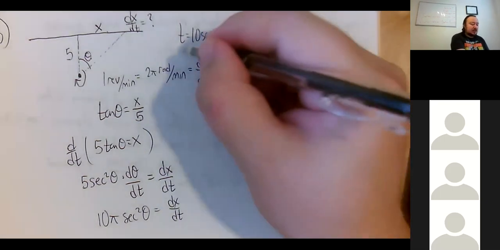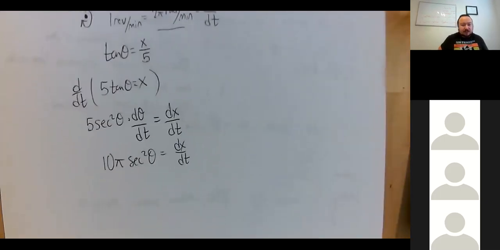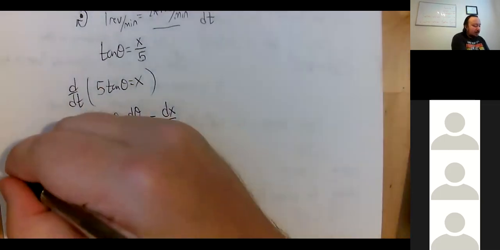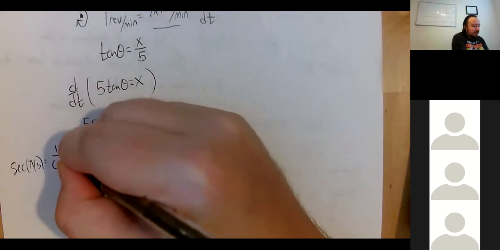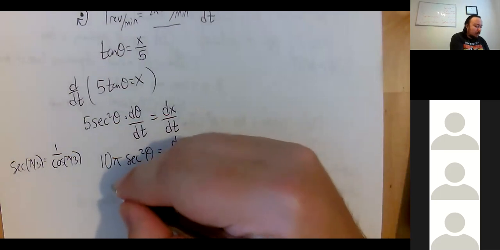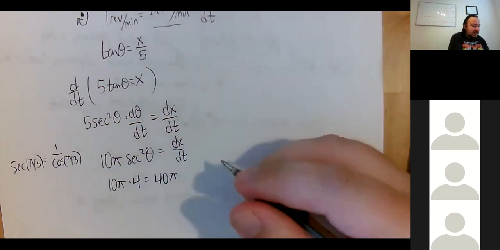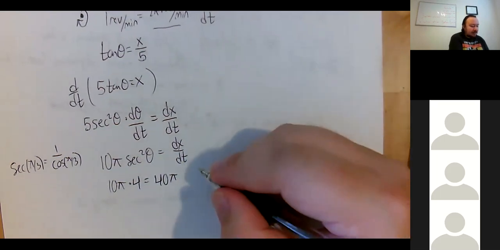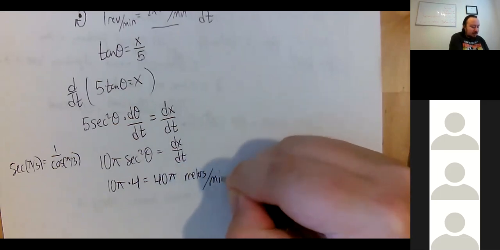So we use the fact that this has been going for 10 seconds at this rotational speed to get what angle we have. Now we can just plug pi over 3 into here. By the way, secant of pi over 3 is 1 over cosine of pi over 3. Cosine of pi over 3 is 1/2, so secant of pi over 3 is 2. Then we square that and get 4. So we end up with 40 pi, and the units, if you care about them, would be meters per minute.